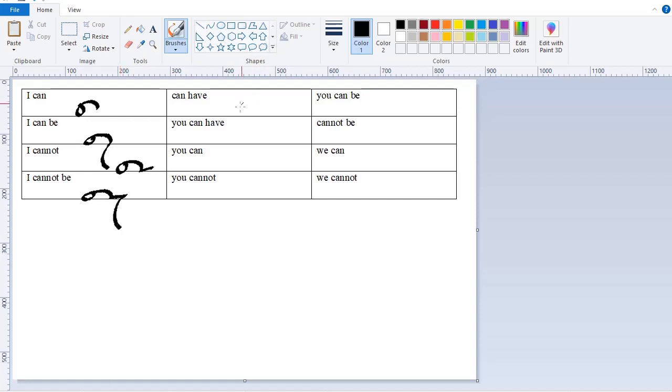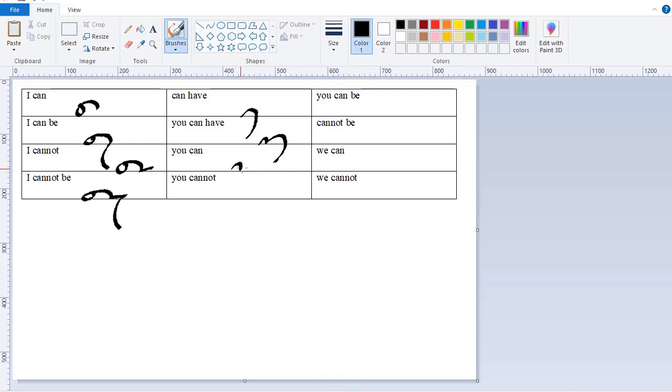Okay? Next, we have can have. So, can have is just like a bigger ear. Tulad nung you have, diba? So, we have can have. Ulitin natin, masyadong malaki yung ating K. Have, can have. Now, you can have. So, you can have. Next, we have you can.